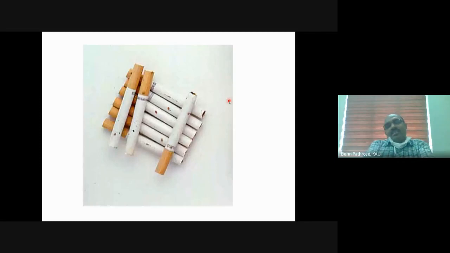And why it is called a cigarette beetle is this: it has the ability to feed on tobacco. See these cigarettes. You can see numerous holes on the cigarette. This is because of the damage of Lasioderma. That's why it is called cigarette beetle.